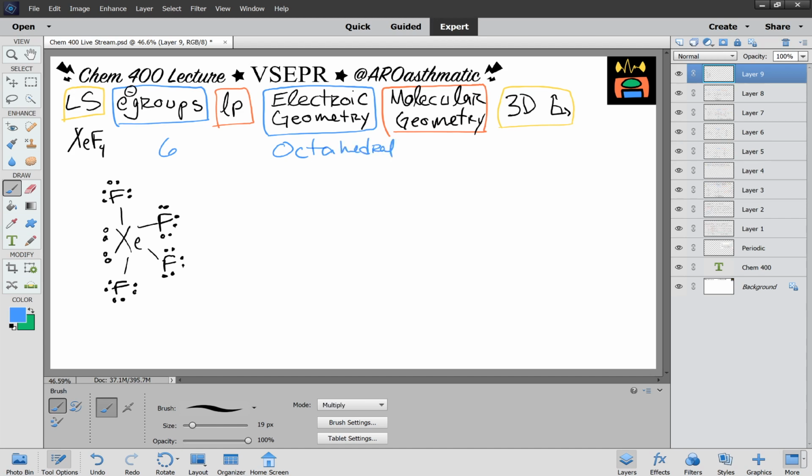All right, now we can start drawing out that 3-dimensional structure. Heck yeah. Not too shabby at all.